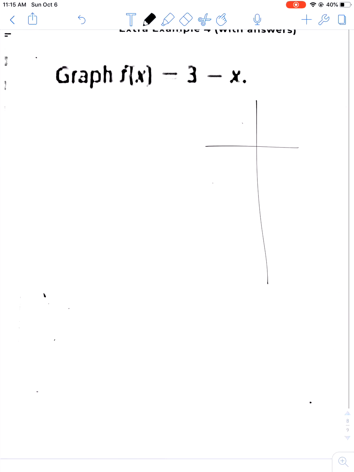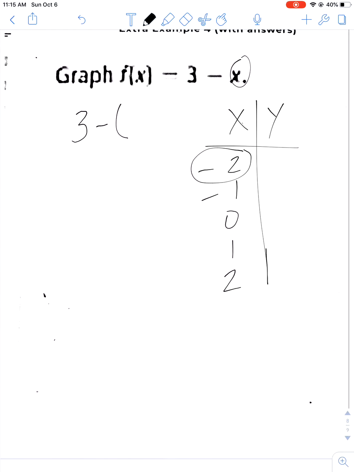Again, make your x, y table. I always choose -2, -1, 0, 1, and 2. You can use whatever you want, but I would say just try to use those. So now I plug this in for x. And be careful, it's 3 minus -2. It's not just 3 minus 2, because this says -x. So it would be -2. That's 3 plus 2, which is 5.